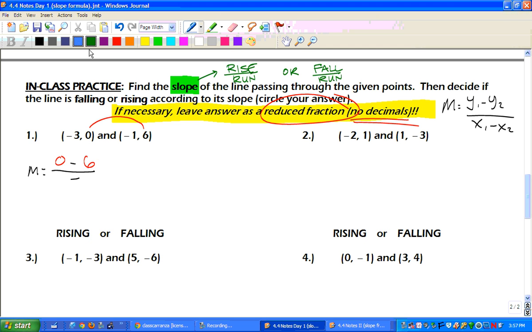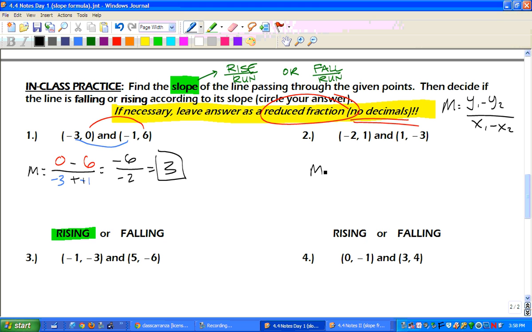We get 0, 6, negative 3, negative 1. So on the top, that's negative 6. On the bottom, we get negative 2. Divide that out, we get 3. That's a positive slope, so that means it's rising.